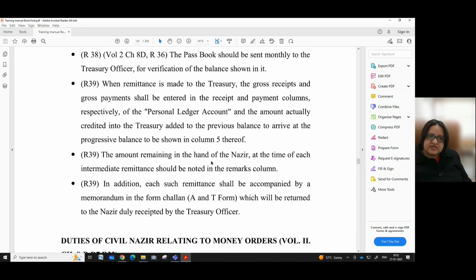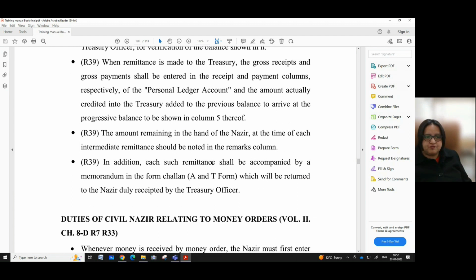Rule 39 says that when remittance is made to the Treasury, the gross receipts and gross payments shall be entered in the receipt and payment columns, respectively, of the personal ledger account and the amount actually credited into the Treasury added to the previous balance to arrive at the progressive balance to be shown in column number 5 thereof.